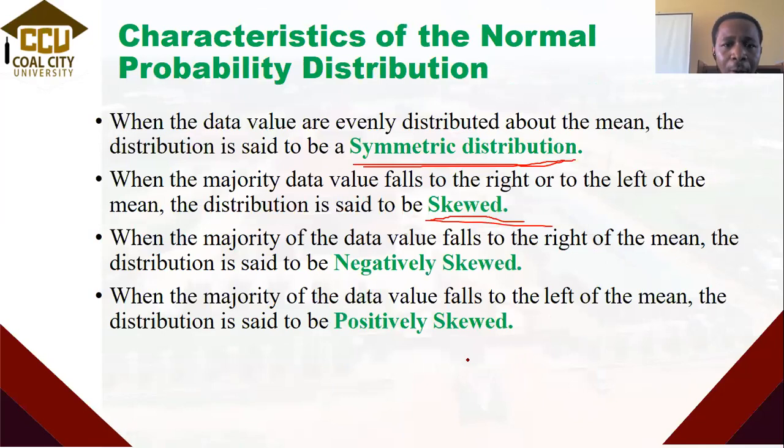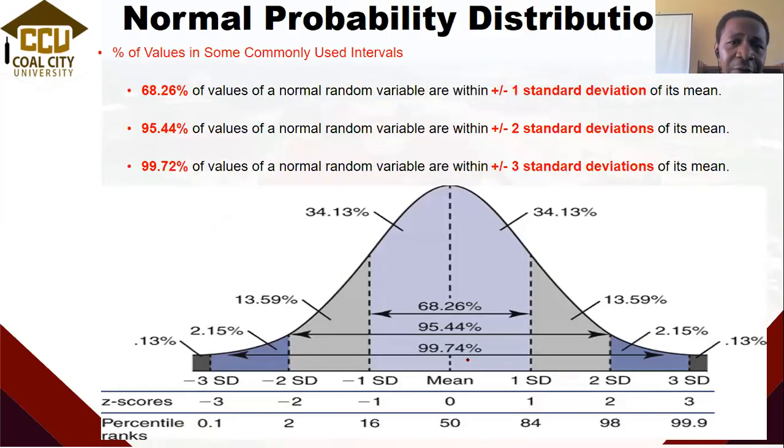Now, another important thing we need to understand about the normal distribution curve is this. Let's take for example, this is your mean, as you can see here. Please understand that 68.26% of the values of a normal random variable fall between one standard deviation. This is one standard deviation, either to the left or to the right.